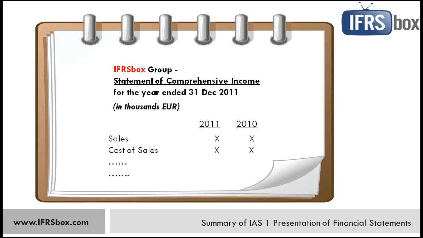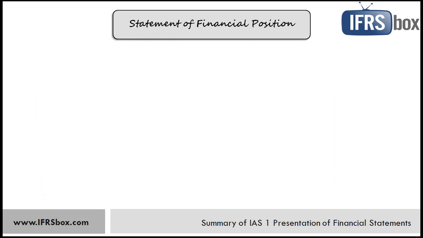Then there must be a name of the reporting entity, information whether we look at the group or individual financial statements, the date of the end of the reporting period or the period covered by the financial statements, information about presentation currency, and the level of rounding used in presentation of numbers. Now let's take a look at individual components of the financial statements. First, the statement of financial position.